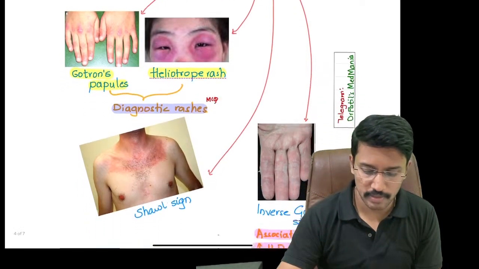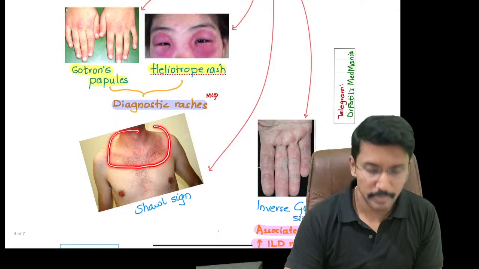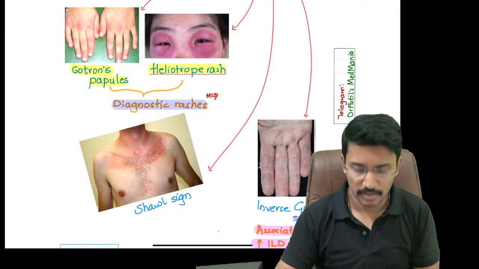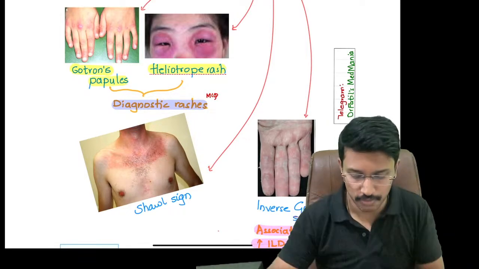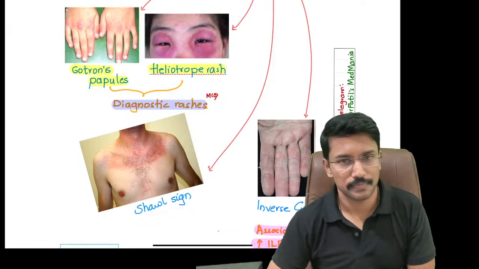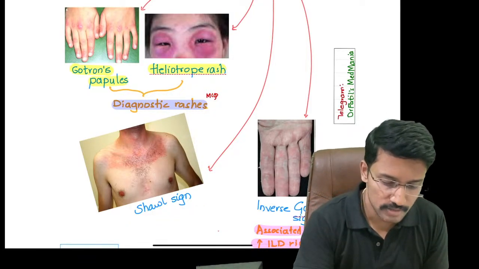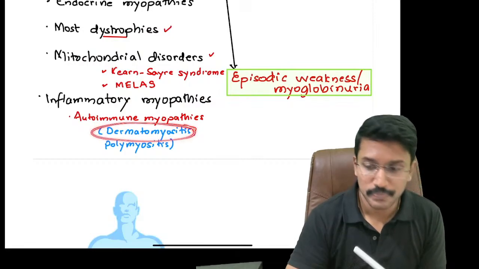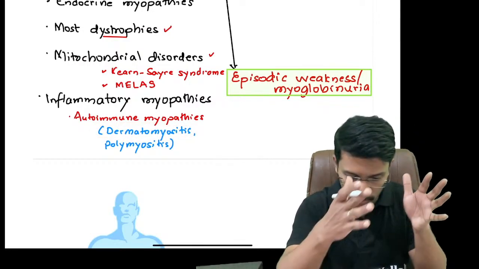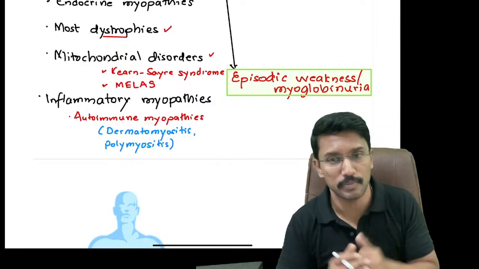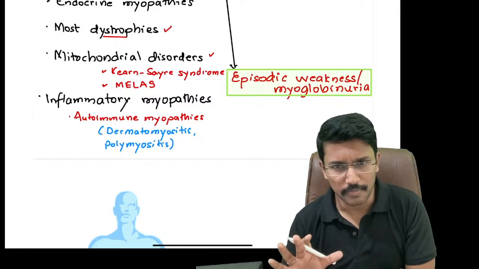Another rash you should be familiar with is that these patients also have an erythematous rash around the neck. Right? That's a place where we wear the shawl. So it is also called the shawl sign. So Gottron's papules, heliotrope rash, and shawl sign. These are pointers for us to suspect that the patient may be having dermatomyositis. So these are all disorders which will present with proximal muscle weakness. That's a common thing, right?